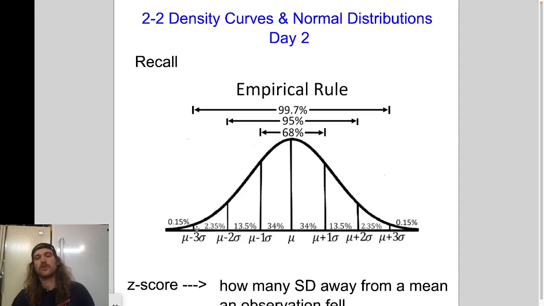Now, with a normal distribution, we know that 68% is held within the first standard deviation, 95% within 2 standard deviations, and 99.7% within 3. So this is called the empirical rule. We're going to be using that again today, and also this idea of a z-score.